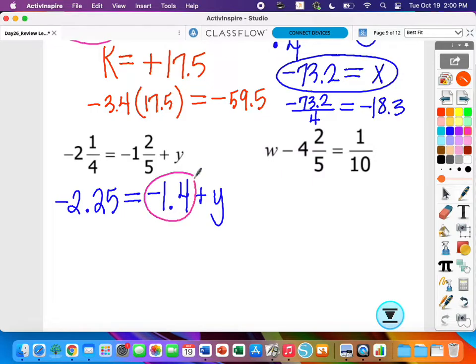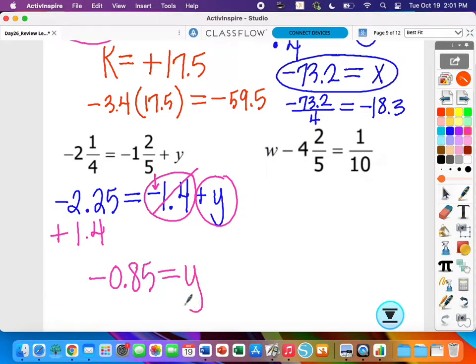You're going to circle your terms. That's a negative 1.4 by itself, and your plus y is by itself. So this is not multiplication or division. You are going to see what is happening in the problem. So this is a subtraction sign, and we're going to do the inverse of it, plus 1.4. Please don't work this problem right here by hand. Okay? Use your calculator. I'm going to get rid of my negative 1.4 by adding 1.4. So negative 2.25 plus 1.4, make sure you have the negative on there. And I got negative 0.85 equals my y.